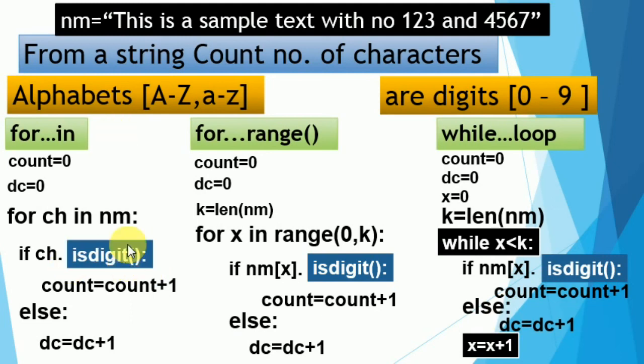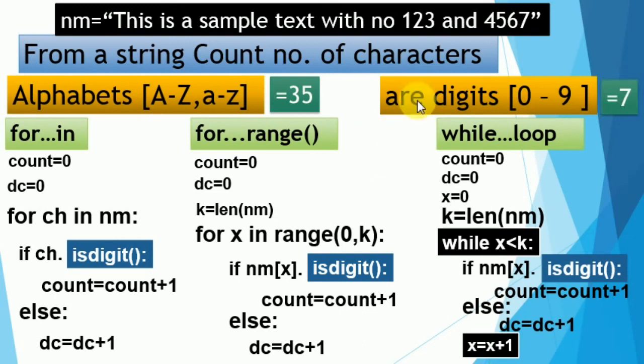In this case, what I have done is I checked if ch is digit, nm of x is digit, then the counter is going to be increased, and else dc is used for the alphabets, and dc plus 1. When I execute this line, it will give me the answer. And what is that? Alphabets are 35 and digits are 7.